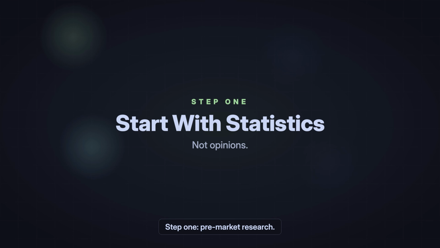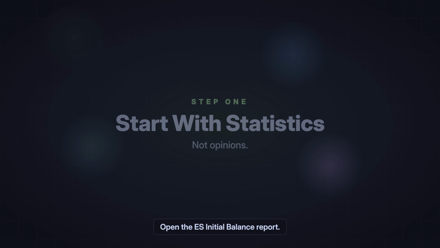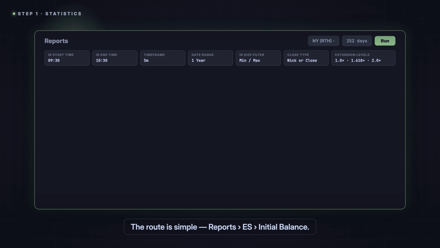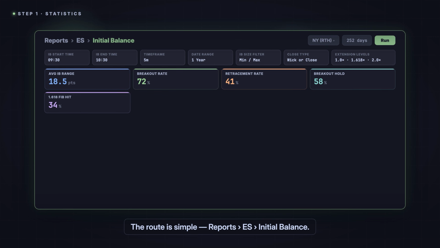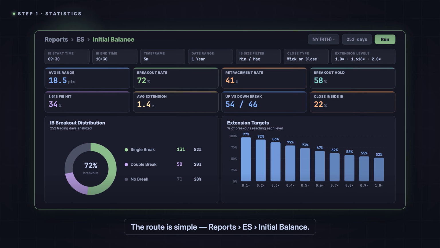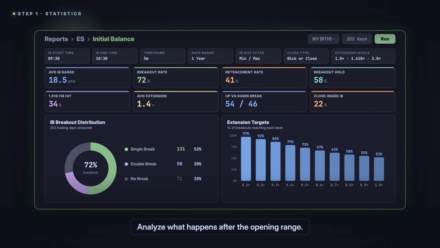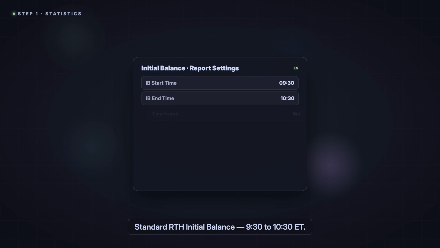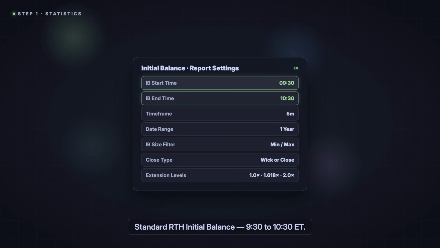The first step is pre-market research. For this example, I'm going to open the ES Initial Balance Report. The route here is simple. Reports, ES, Initial Balance. This report is designed to analyze what happens after the market establishes its opening range. For the standard RTH Initial Balance, I'll use 9:30 to 10:30 Eastern.